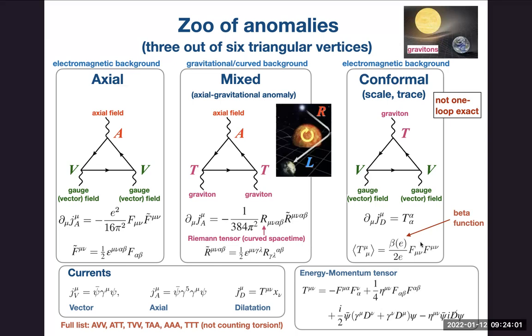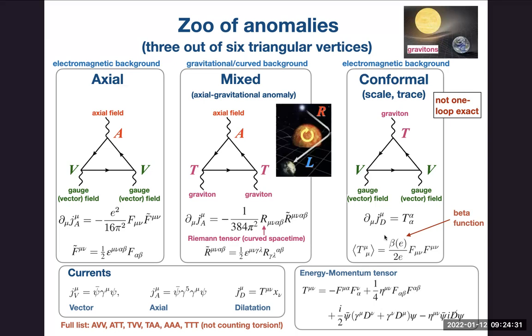On the other hand, you have two different fields, two different tensors, which convolute together and give you some non-zero value in some specific classical background. I will be talking about this one. It says that the trace of the energy-momentum tensor is non-zero in the background of an electromagnetic field. Also, there will be gravitational corrections as well, but I will not talk about them right now. And here there is an important object, which is called the beta function.